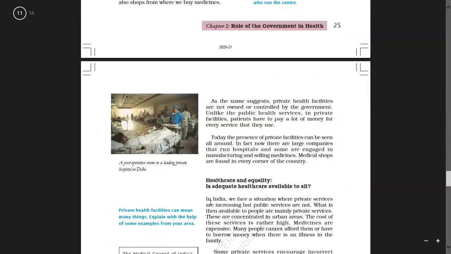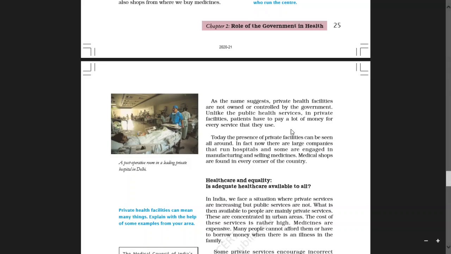As the name suggests, private health facilities are not owned or controlled by the government. The name itself gives the meaning. It is one's own only. Unlike the public health services, in private facilities patients have to pay a lot of money for every service that they use.